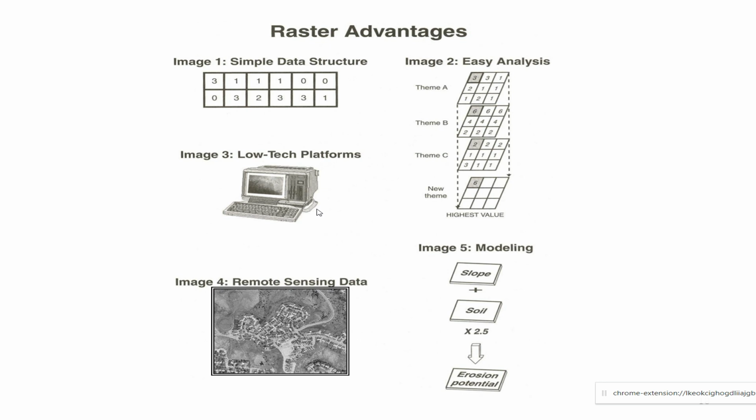So the soil profile is like this, and now erosion happening in the particular area is this much amount. So this inference or modeling can be done easily if you have a raster dataset. So these are the advantages of having raster data.